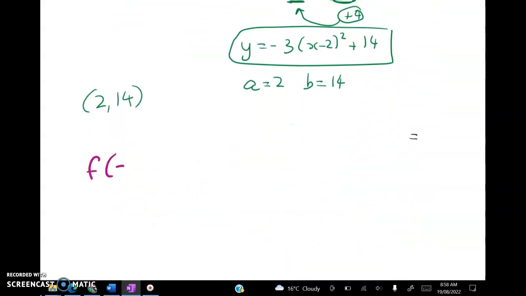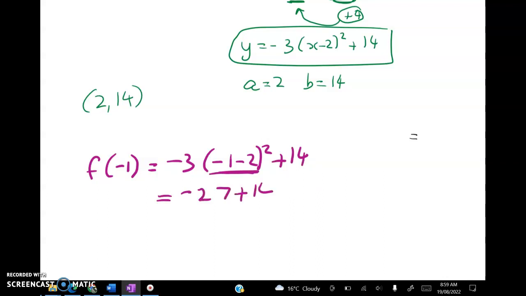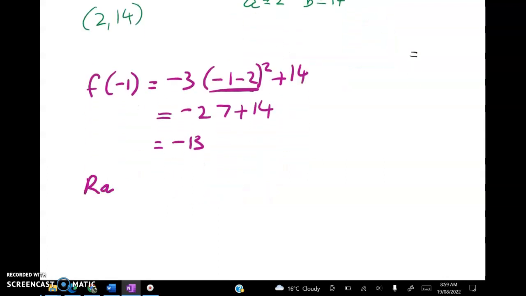So f at -1 is equal to -3 times -1 minus 2 squared plus 14. This is -3, so it's going to be -27 plus 14, which is -13. So the range is y is less than or equal to -13.